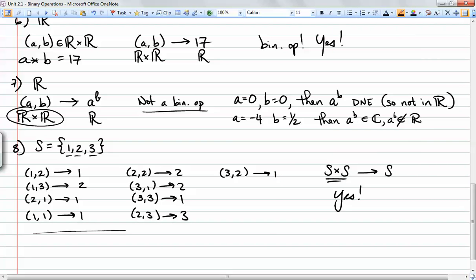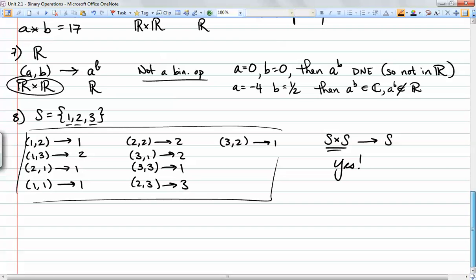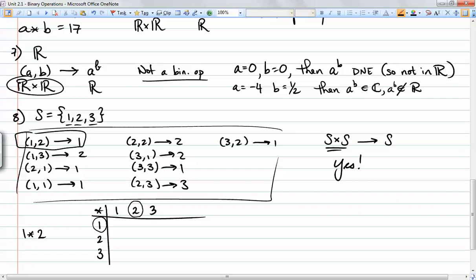Now there's another way of representing this that's a little more convenient, I think. So that would be to make a table. So you put your operator there. In this case, it's star. And then I'm going to put my elements of S along the side here and along the top. And I think I've hinted at this before. So when I do something like 1 star 2, what that means is take the first element from the row and the second element from the column. Right, so 1 star 2 in this case comes from here. That equals 1.